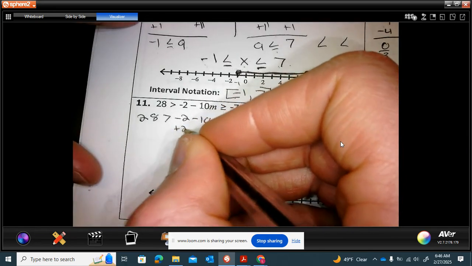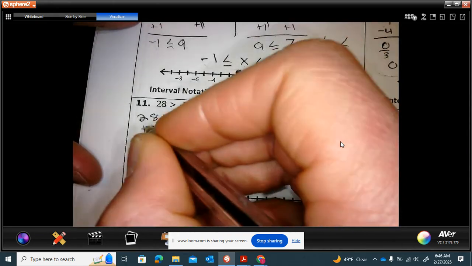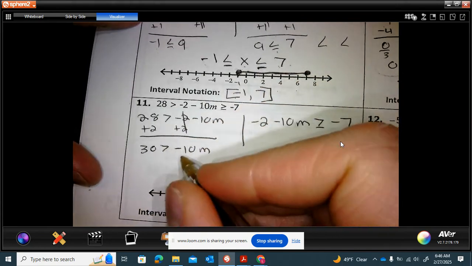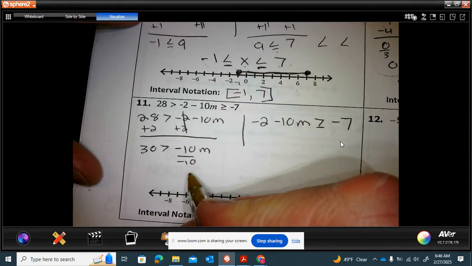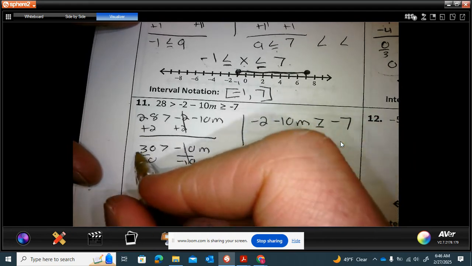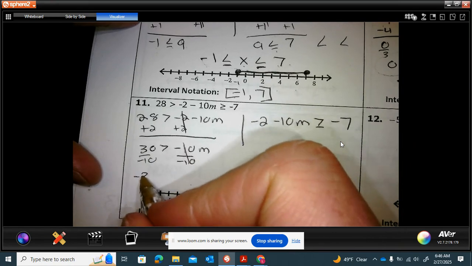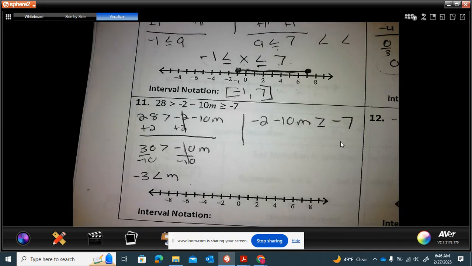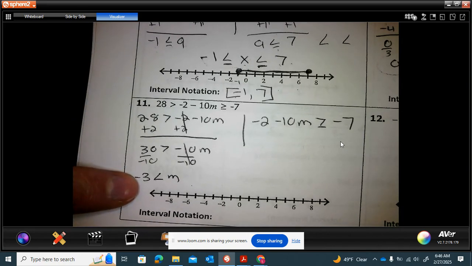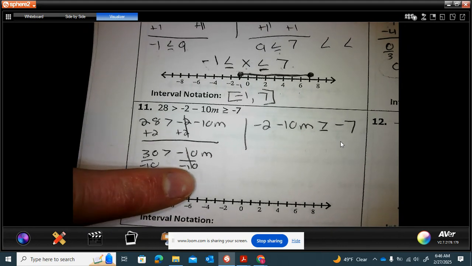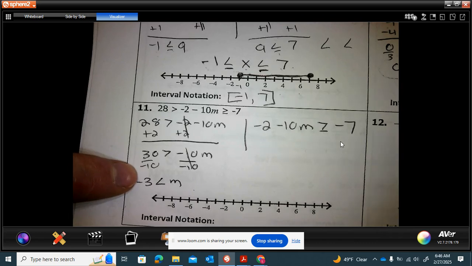I'm going to add 2. I'm going to add 2. I get 30 is greater than negative 10m. This time I'm dividing by a negative. I'm dividing by negative 10. So first of all, 30 divided by negative 10 is negative 3. And then my symbol is going to change directions. Anytime you're multiplying or dividing by a negative, your symbol changes directions. Have to make sure you flip your symbol, because on the bottom we're dividing by a negative 10.